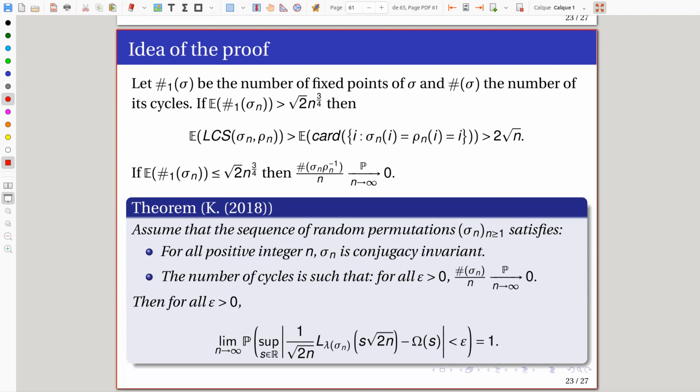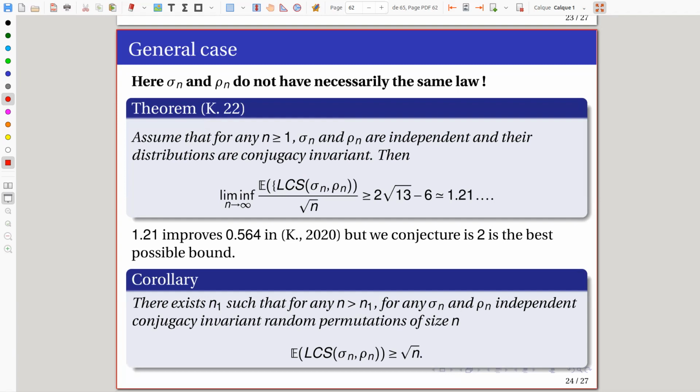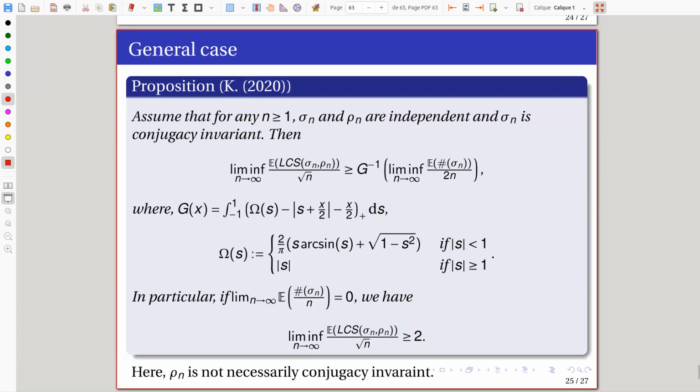And so the technique we developed can easily be generalized even if the two permutations don't have exactly the same law. For example, if the two permutations are conjugacy invariant, but they don't have exactly the same law, it's possible to show that at least the expectation of the longest common subsequence will be like 121 square root of n. And even if one of them is conjugacy invariant and the other is not, it's possible to extend the results to give lower bounds in all the cases.